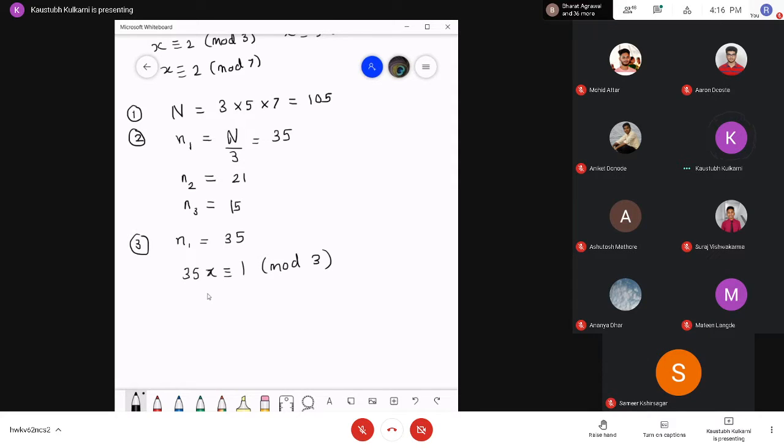Instead of calling this x, I just wrote x over here, but because we have already used x in the question, I don't want to repeat x over here. So let's use the quantity y1 because it corresponds to n1. y1 is equal to 2. Okay, then for n2, n2 is 21.